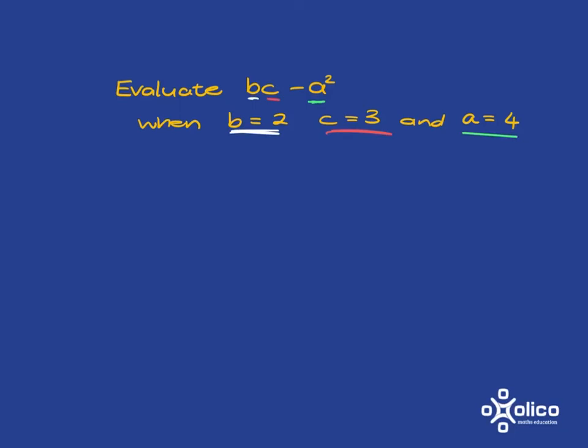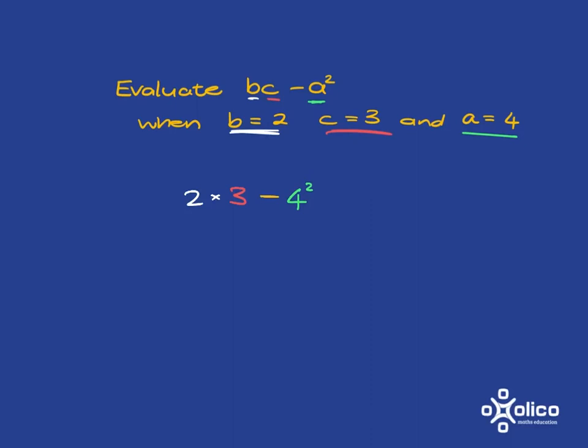Before we do this, we just need to make sure that we can read our algebra correctly. So when we write bc, it means b multiplied by c. So what we've got is 2 multiplied by 3. And then after that, we need to subtract a squared, and a, we are told, is 4. So it's 4 squared. 2 times 3 is 6.